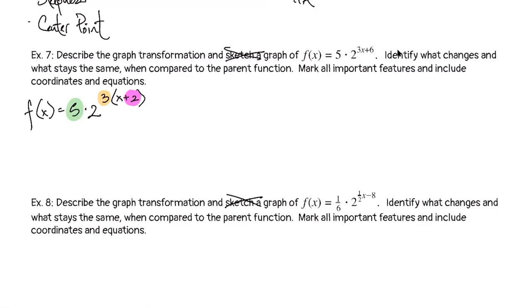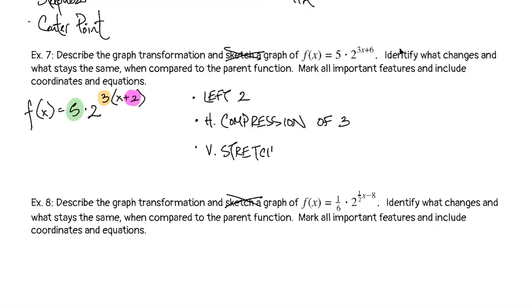So let's list our graph transformations. We know that it's going to move to the left 2. We know that there's a horizontal stretch or compression of 3. Compression, good. So horizontal compression of 3. And now we have that new number in the front, the capital A, that 5, and that is going to give us a vertical stretch of 5.